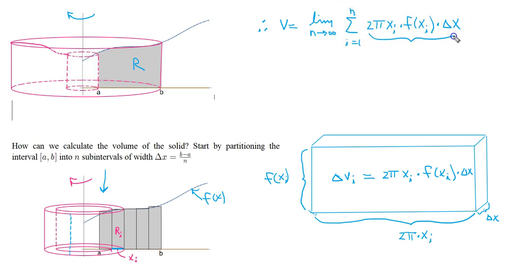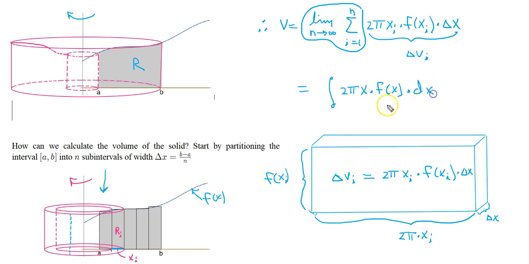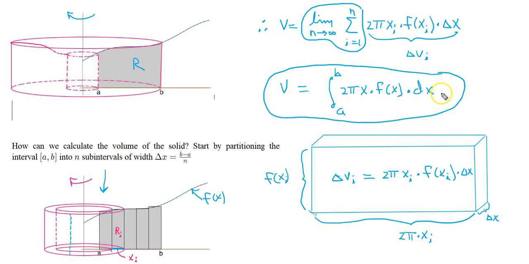where each of these terms in here represents the volume of a little shell as we have pictured down here. Now, taking the limit as n goes to infinity here, recall that this portion right here will turn into an integral. Replace each xi with just an x and we get this. The delta x becomes a dx, and our limit of integration is from a to b. And there you go, we have the volume of the solid, and this is what we call the shell method.